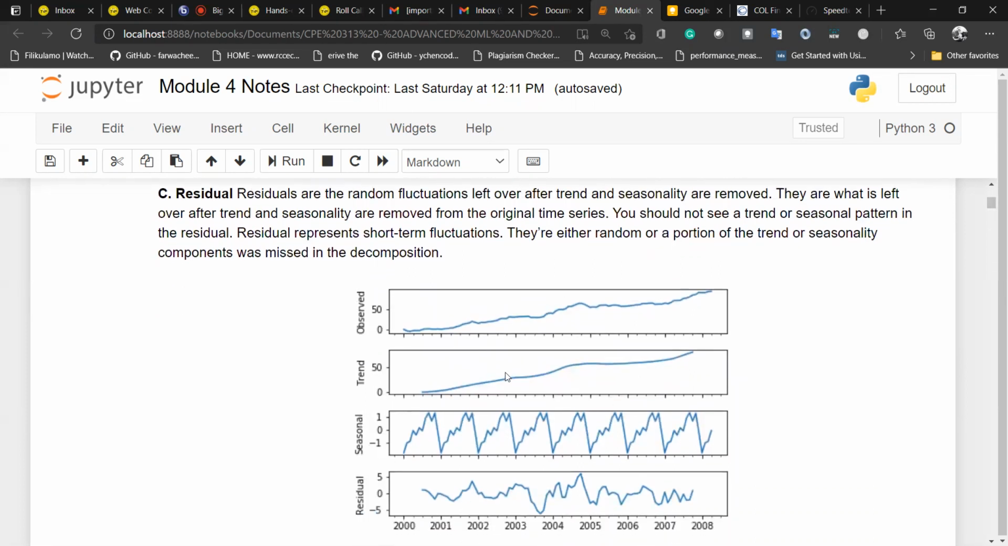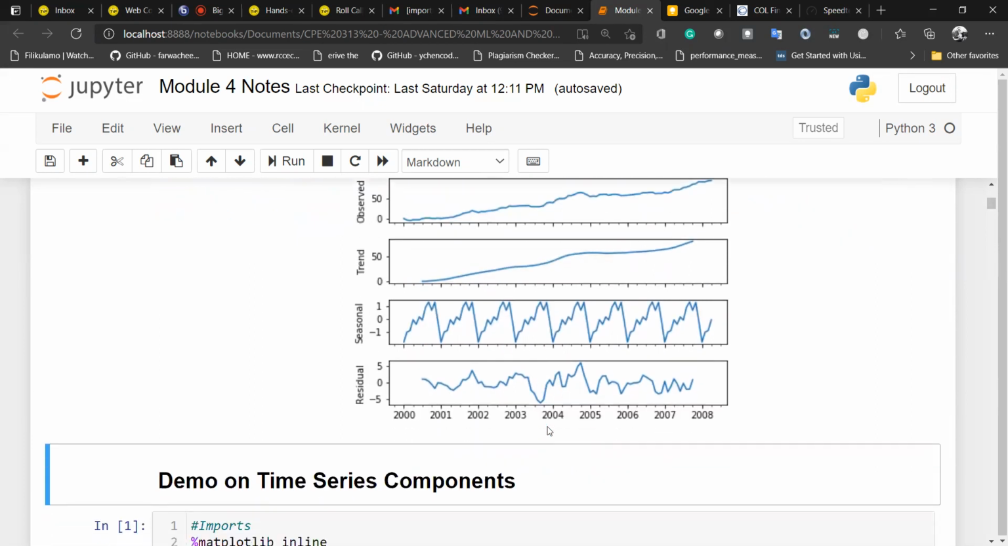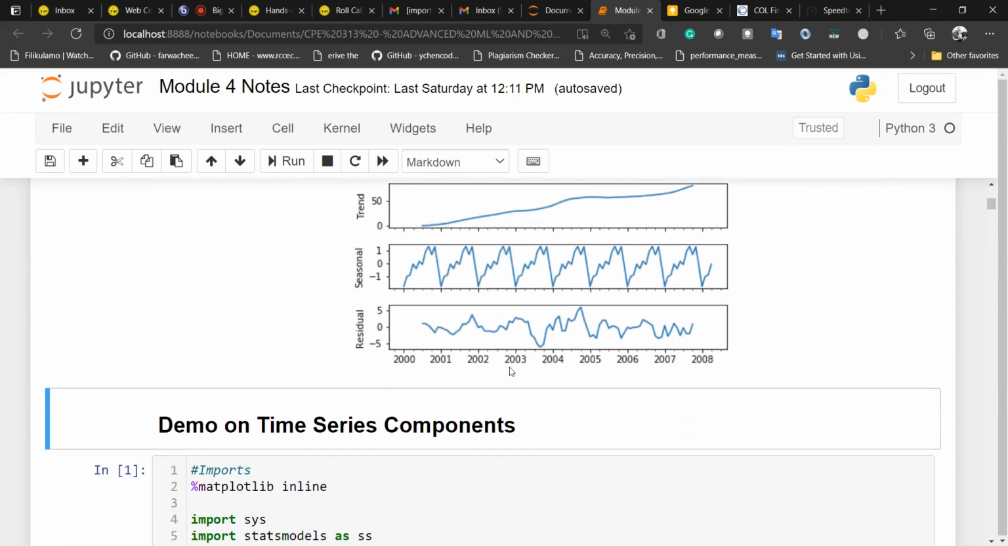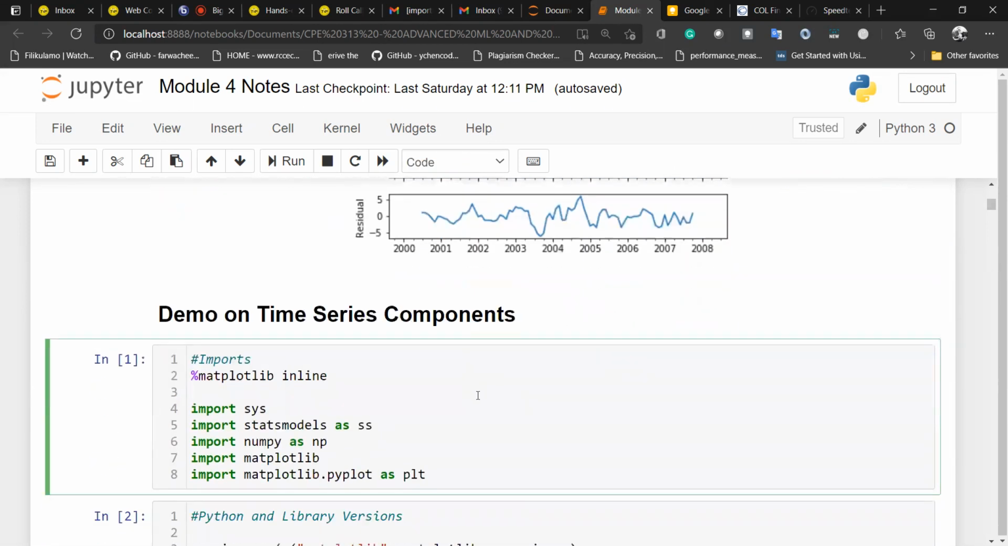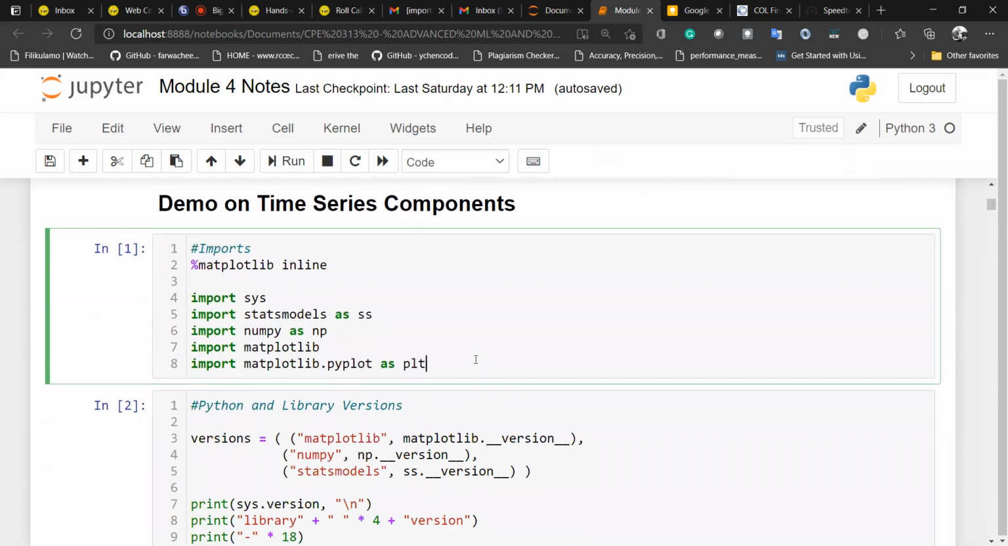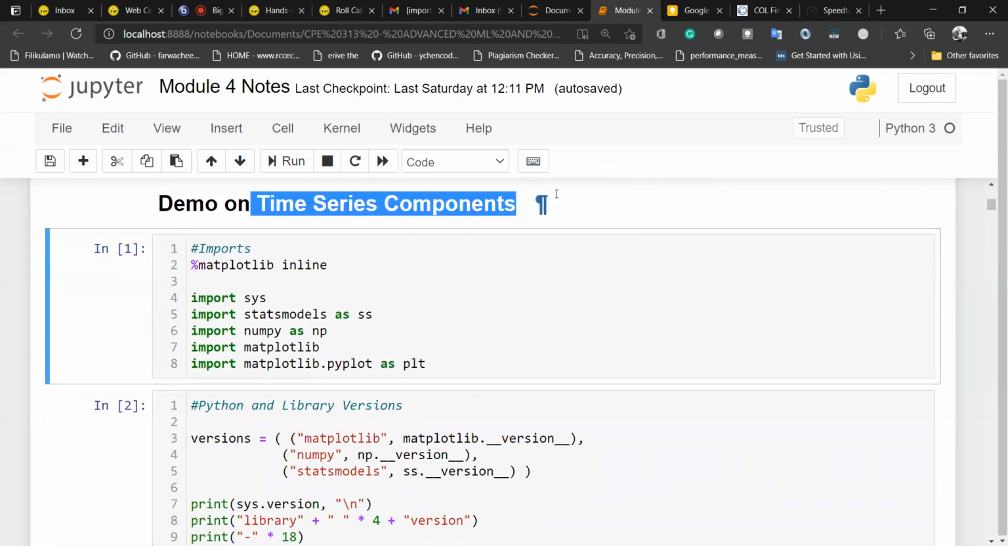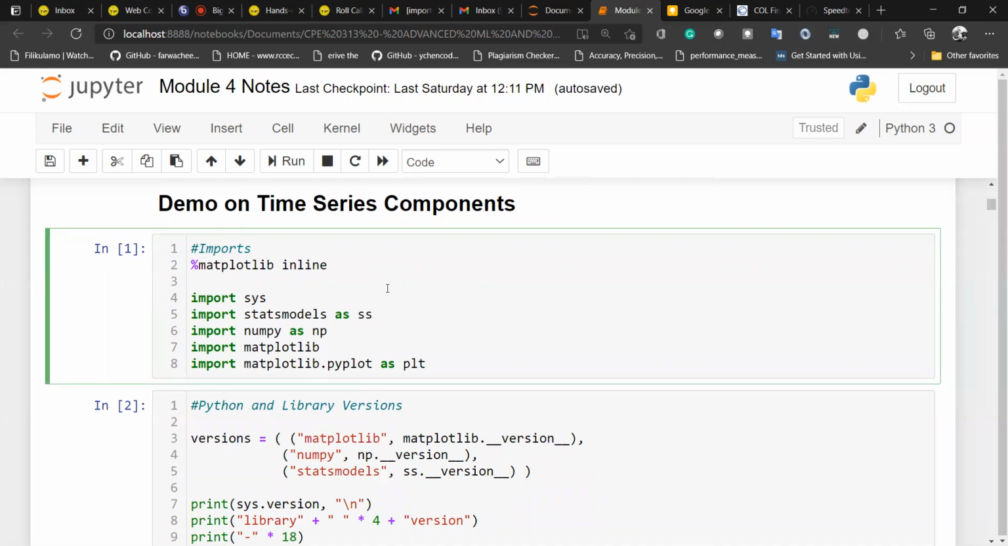So, para ma-remove natin tong trend and seasonality, dumadaan tayo sa tinatawag na decomposition. And we will study about that later, no? Kung paano natin gagawin yung decomposition. So let's try first to demonstrate some components. Now, we will try to create a time series here, okay, in our demonstration.